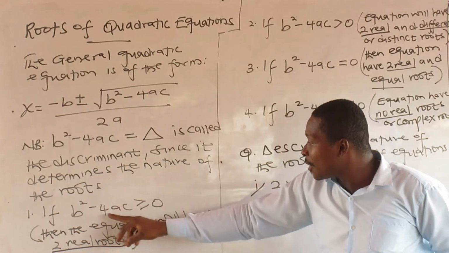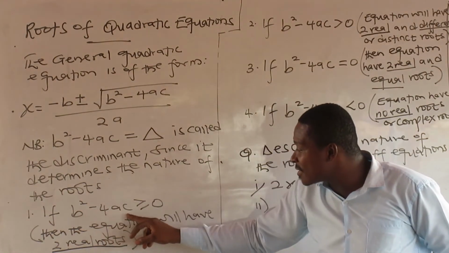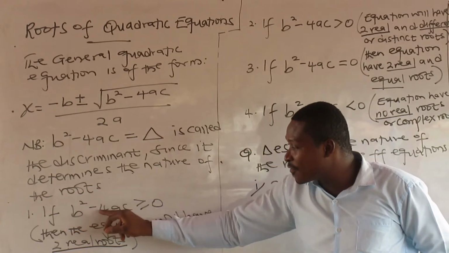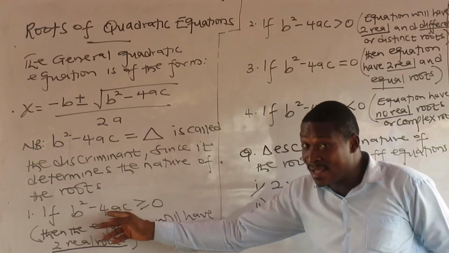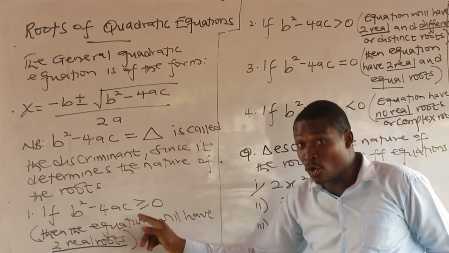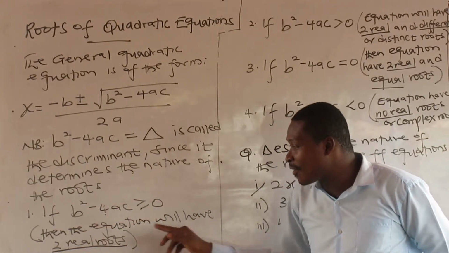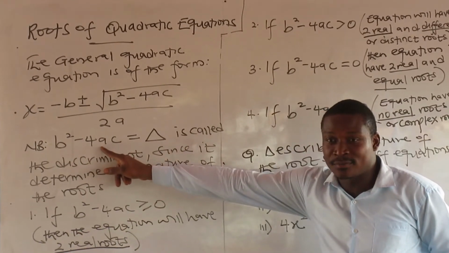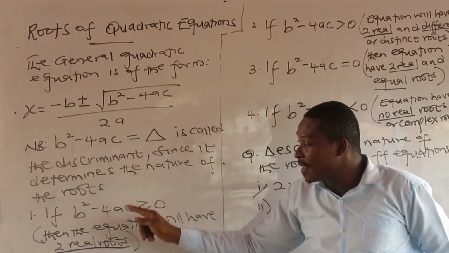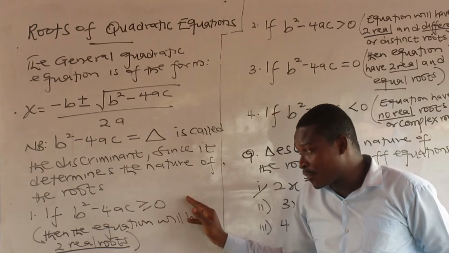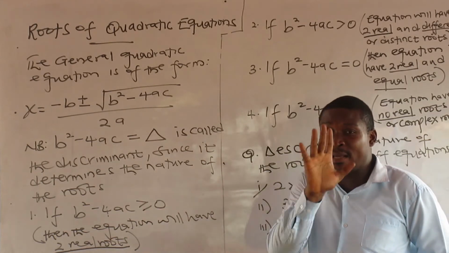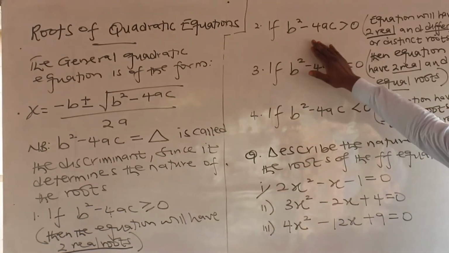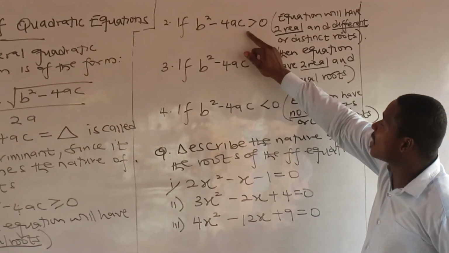Good. Now, if b squared minus 4ac is greater than or equal to 0, so when you solve b squared minus 4ac, and your answer is greater than or equal to 0, then the equation will have two real roots. This is a discriminant as well. That is all.